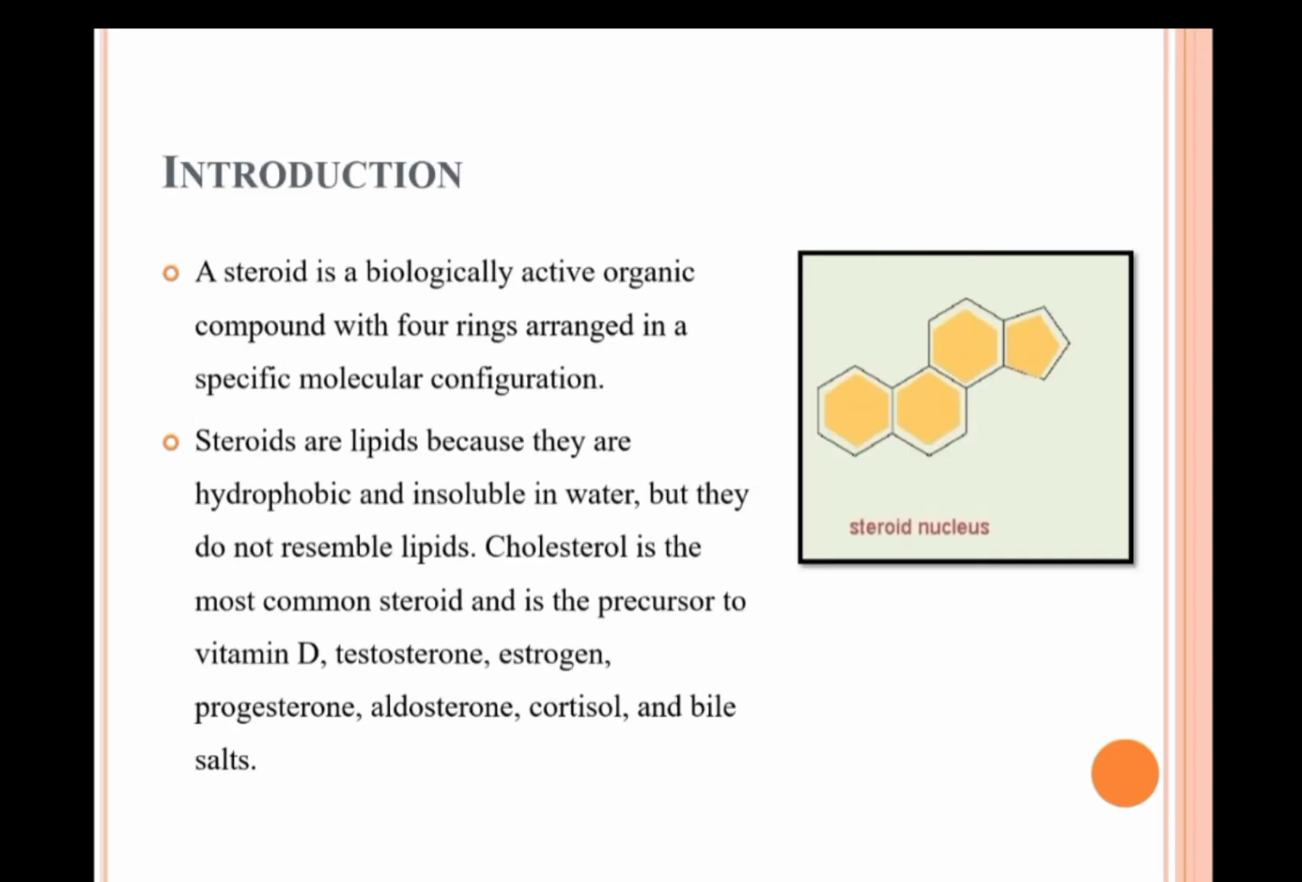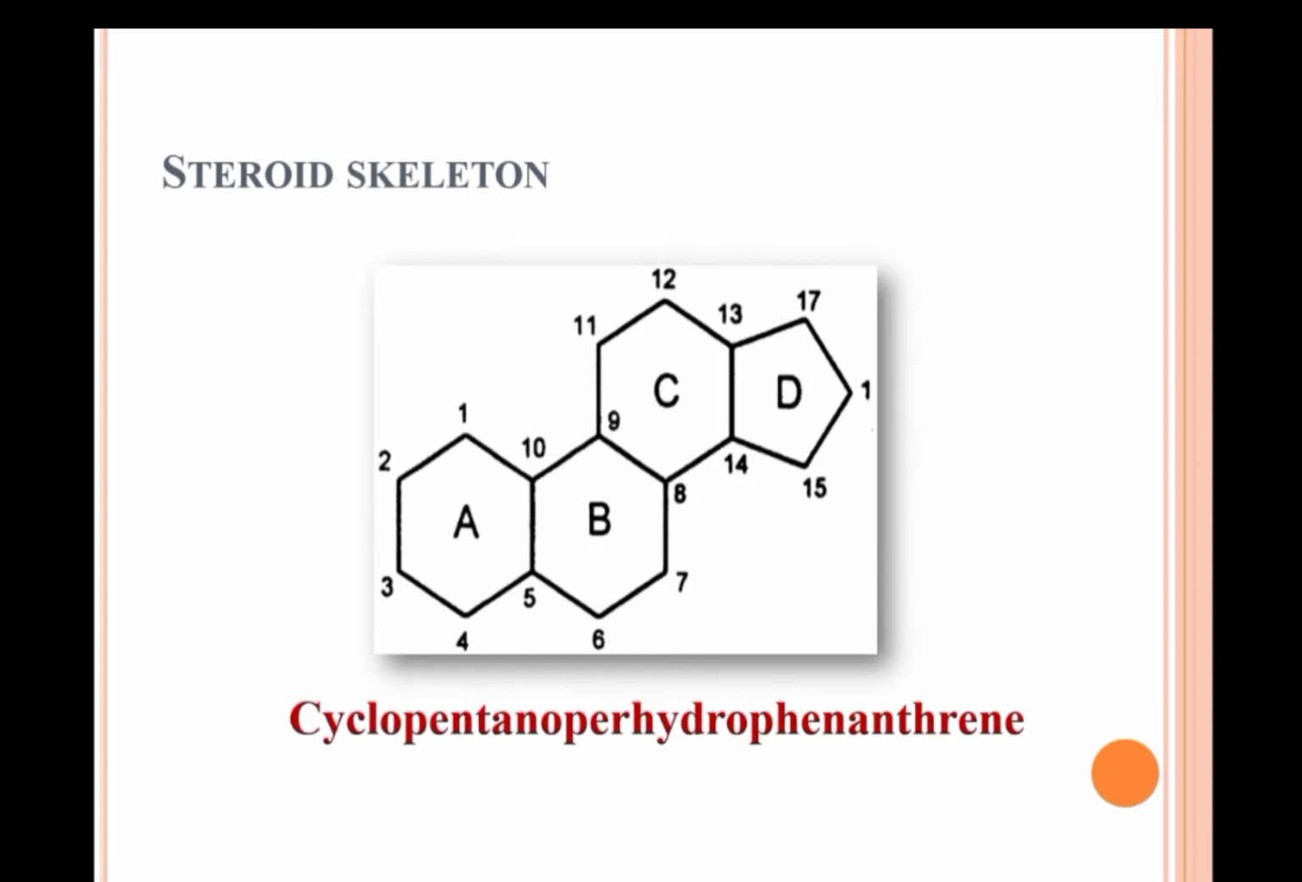Let's see the introduction. A steroid is a biologically active organic compound with four rings arranged in a specific molecular configuration. Steroids are lipids because they are hydrophobic and insoluble in water, but they do not resemble lipids. Cholesterol is the most common steroid and is the precursor to vitamin D, testosterone, estrogen, progesterone, aldosterone, cortisol, and bile salts. Let's see the steroid skeleton.